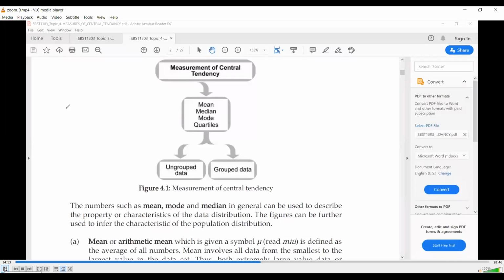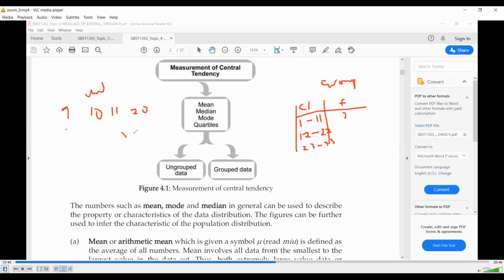For ungrouped data, you have data like 9, 10, then I give you 11, okay, 20, and I ask you to group them. So you have a number of observations. But for grouped data, they're already in class limits. You have the class limits, okay, with the frequencies. So I give you maybe 1 to 11, then I have 12 to 22, okay, then we have, are you getting it? So 23 to 33, okay? Good. Then I have the frequency. So this is grouped data, whilst the other data is ungrouped. So we'll be doing calculation for ungrouped data, then when we are done, we also do the calculation for grouped data.